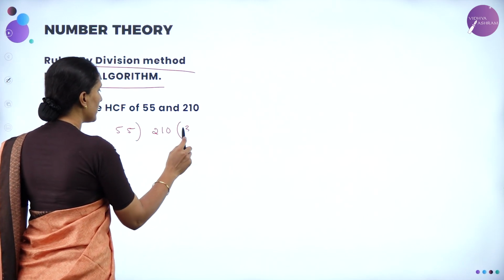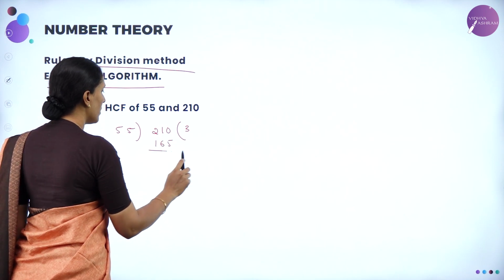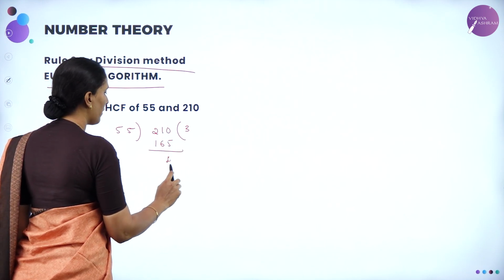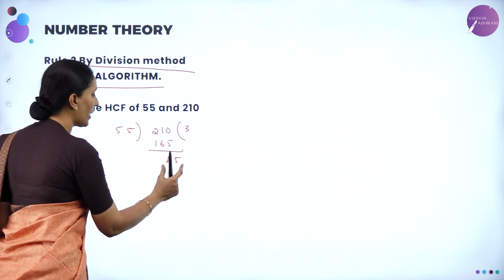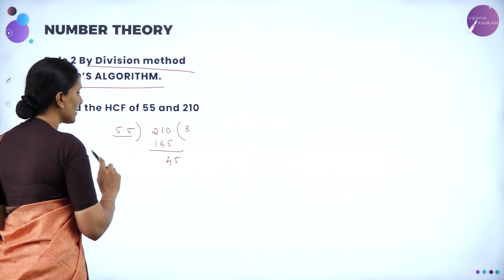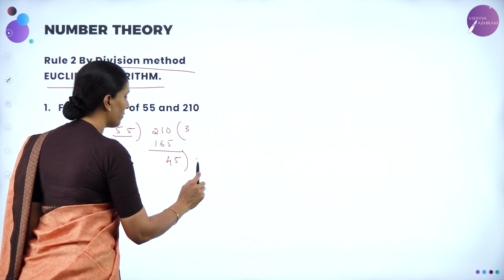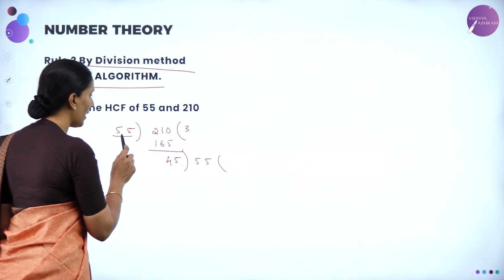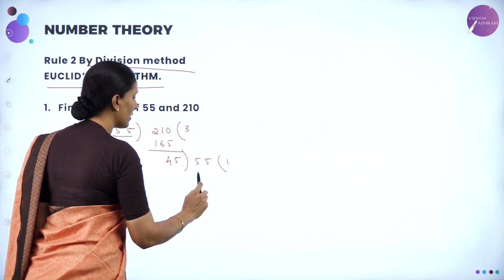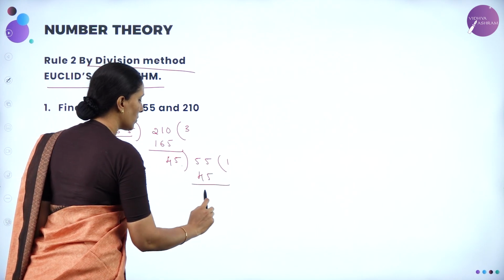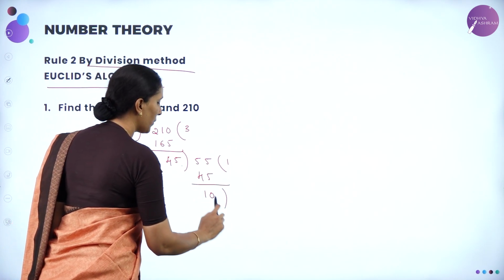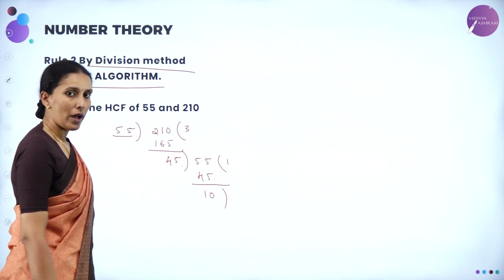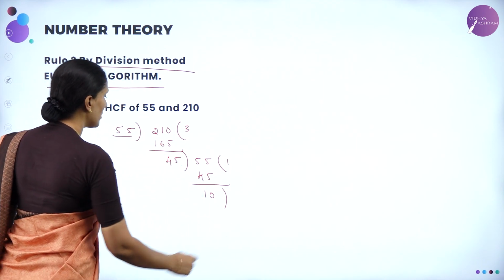Now 55 3s are 165. So we are left with 45 here. Next, once you get the remainder, the divisor becomes the dividend for the next division. So take 55 here. 45 1s are 45. So 10 is the remainder. Until you get 0 as a remainder, you should continue this process.